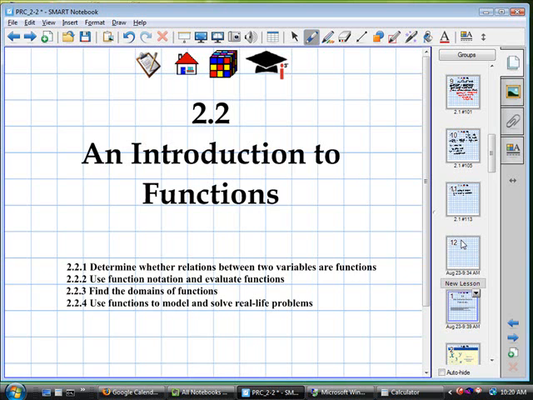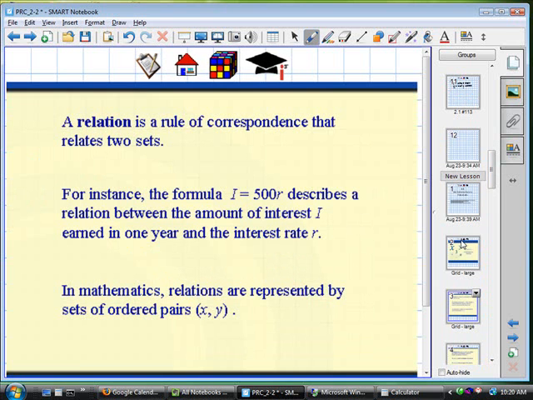So right off the bat, this talks a little bit about that. What's a relation? A relation is a set, it's really any set of ordered pairs. Okay? Is the way I would put it. Any set of ordered pairs. And I want to emphasize the word any.